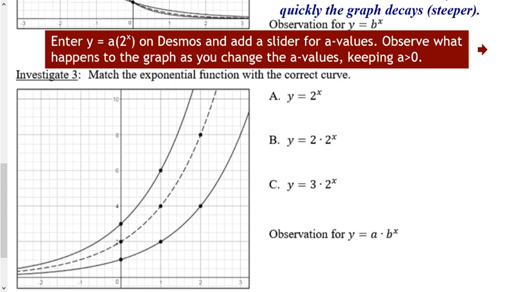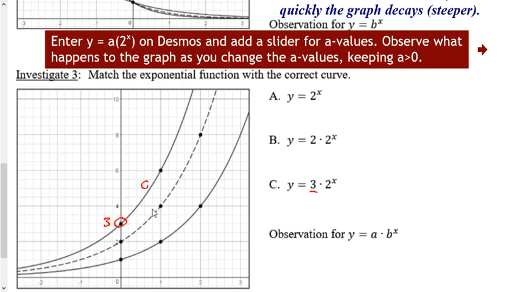Well, hopefully what you observed is that as the a value increased, so here I have an a value of 1, then an a value of 2, an a value of 3, you may have thought the graph moves up and down. Well, it's not quite moving up and down. We'd say it's stretched vertically. And so the bigger this a value is here, the more it's stretched out vertically, so the higher the graph is. And you may have noticed that here I have a y-intercept of 3. Oh, that corresponds with the a value. This is the C graph.